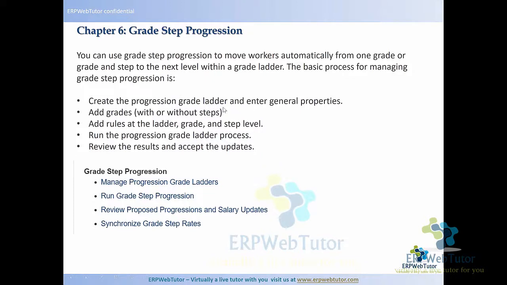Okay, we call it a progression grade ladder. We're going to add grades to the ladder. We're going to add some rules, and then we're going to run a process that will evaluate who all are eligible to progress. And then you review the results and you accept the updates. Okay, so we will see all the steps.